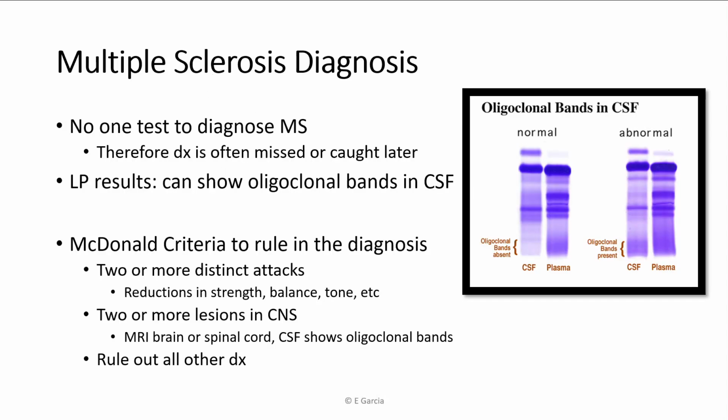Alright, so more neuromuscular diseases. We're still talking about multiple sclerosis. In diagnosis of MS, there's no specific test, it's more of a cluster of things. This is part of why it can take a while for a diagnosis to actually occur.